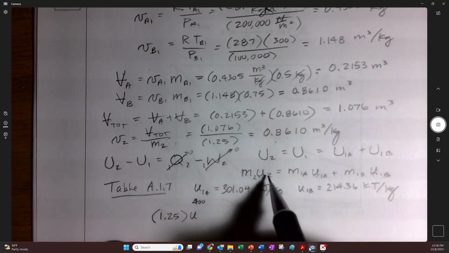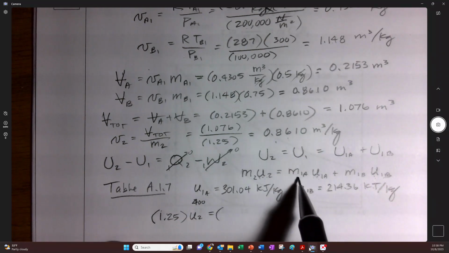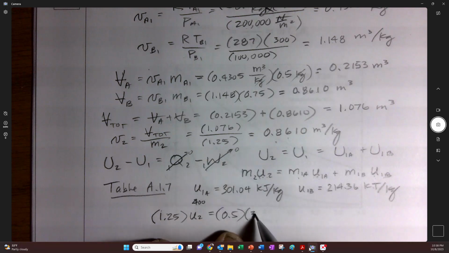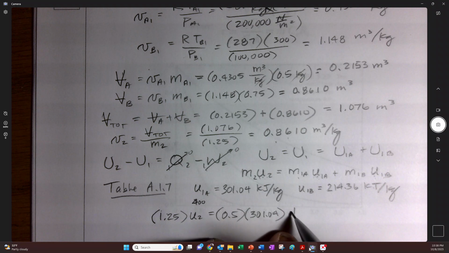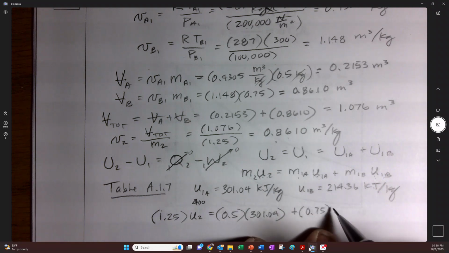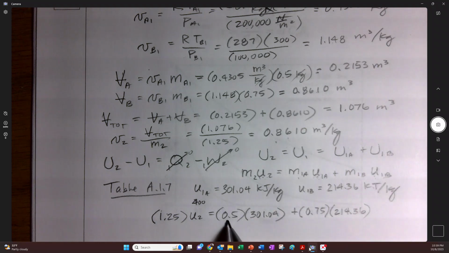The U, we don't know, U2. It's going to be equal to this mass. Let's see, I'm going to try to get this right. 0.5. And that's going to be times this one. See, I think I got these swapped. It's easy to make mistakes when you're not really paying attention. 214.36. It's interesting. That's a small number, the big number. That's a big number, the small number.